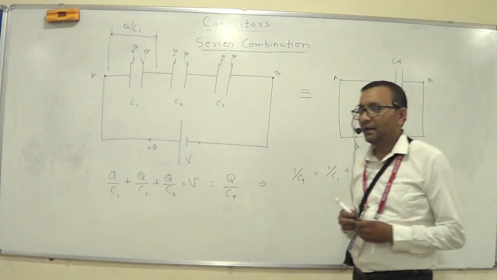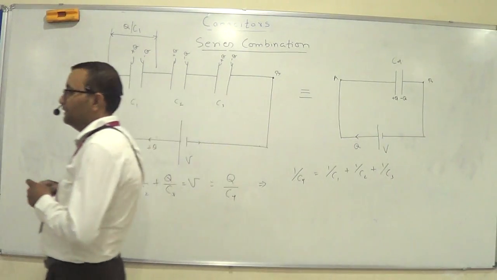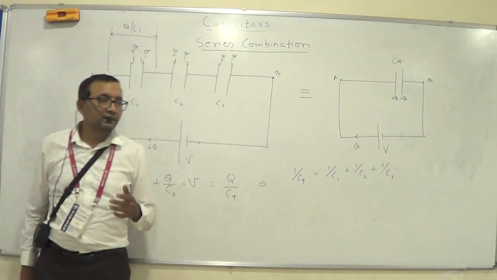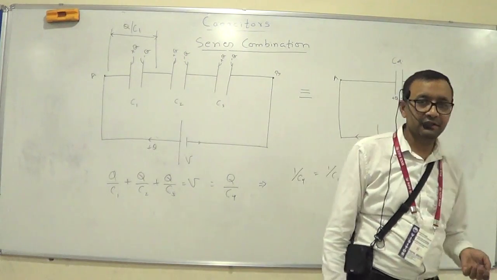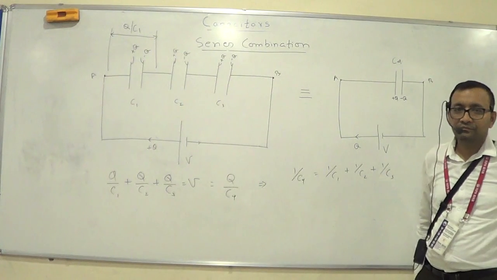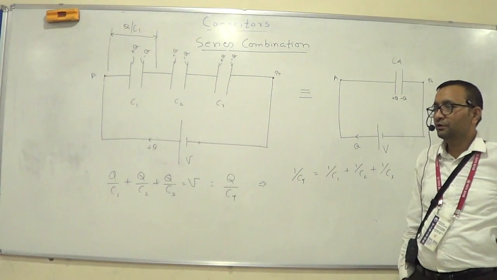Okay? So the series equivalence of capacitance is similar to the parallel equivalence of resistance. The formula is similar, like springs. Okay? Understood?